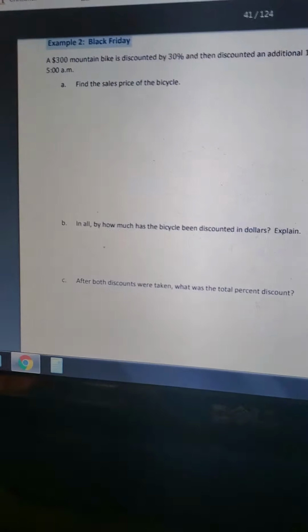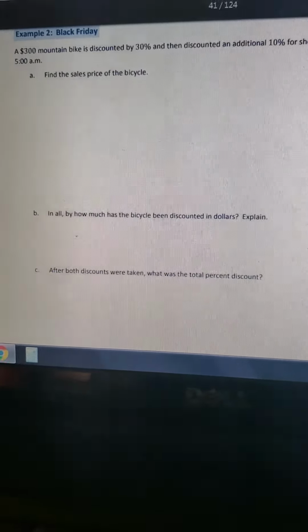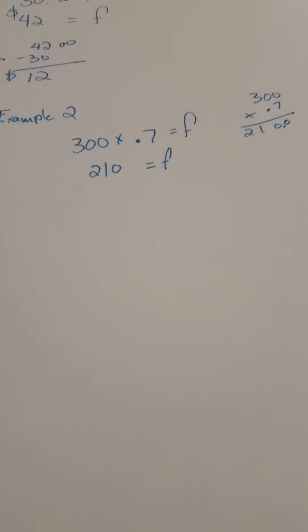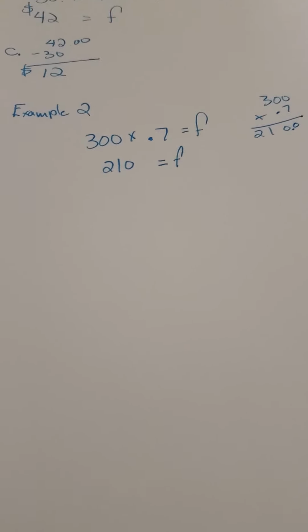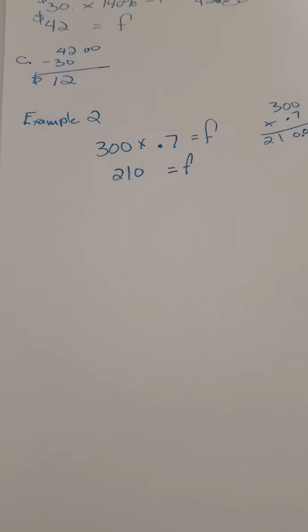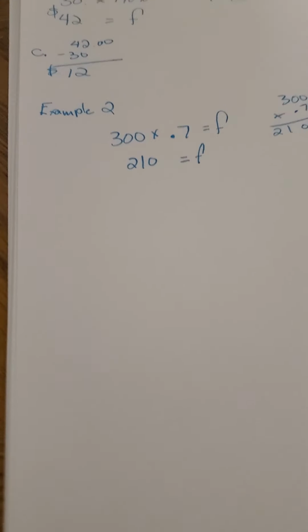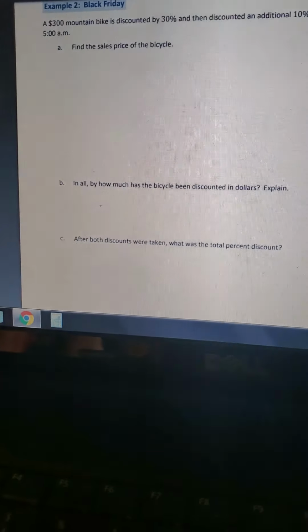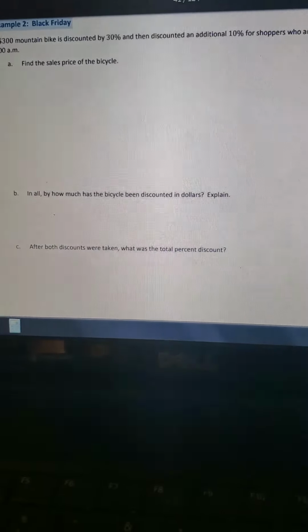Okay, so part B, it says, in all, how much has the bike been discounted in dollars? Okay, well, we can answer that one without doing a pause. So the original price of the item was $300, and you're going to pay $210 with it on sale. So the item has been discounted $90.